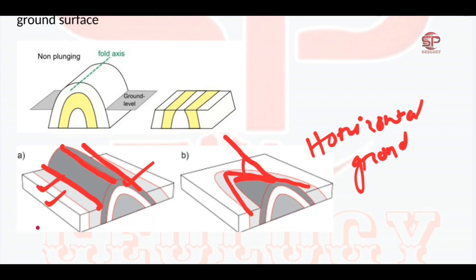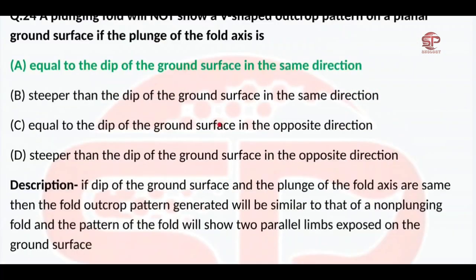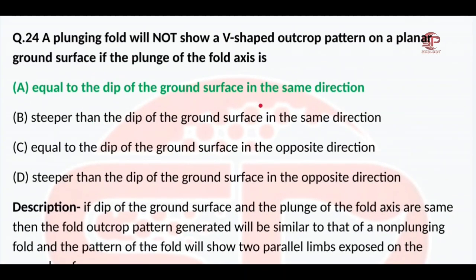But if it is a horizontal ground, then it will produce this. The bed will be tilted and the ground will be horizontal. The whole fold is tilted, the ground is horizontal, then it will produce this. If both are tilting at the same angle, then they will produce no V shape. It is also very similar to your VS loop.